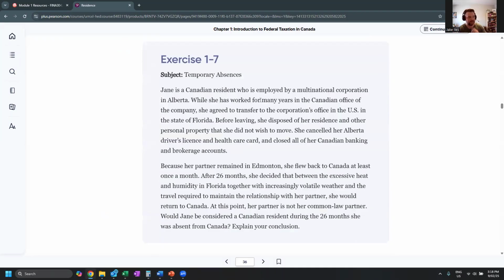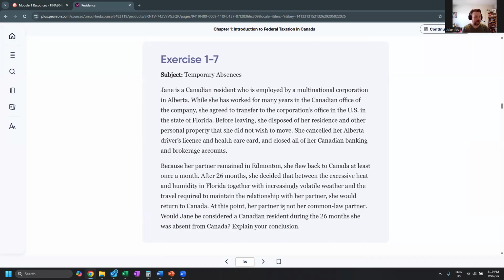Here we are. Temporary absence. Jane is a Canadian resident who's employed by a multinational corporation in Alberta. While she worked in Canada for the company, she transferred to the US in the state of Florida. Before leaving, she disposed of her residence and other personal property. She did not wish to move, canceled her Alberta driver's license and health card, closed all her Canadian banking accounts. Because her partner remained in Edmonton, she flew back to Canada once a month. After 26 months, 2 years, she decided that between the excessive heat of Florida and the increasingly volatile weather and the travel to maintain her relationship, she returned to Canada.